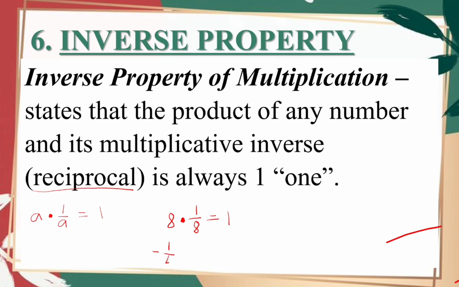Negative 1/4 times its reciprocal. Anong reciprocal ng negative 1/4? That is negative 4. So, kapag minultiply, that is equal to 1. 1 over 10 times its reciprocal, which is 10. So, that is equal to 1. 25 times its reciprocal, 1 over 25. So, that is also equal to 1.